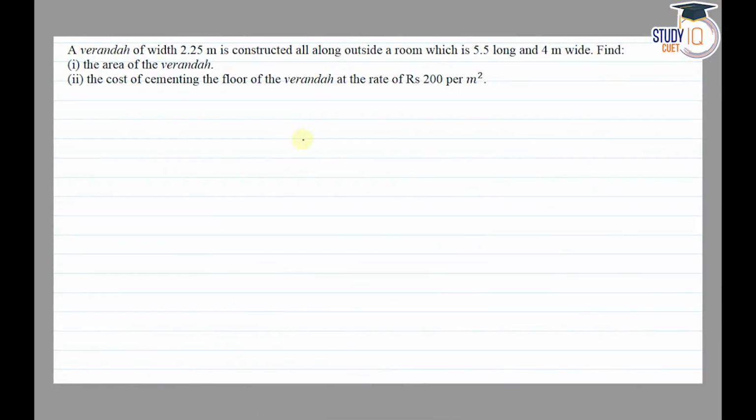Hello everyone, this question appears in Class 7th NCERT Chapter of Perimeter and Area. This is the fourth question of Exercise 11.4. The question says that a veranda of width 2.25 meter is constructed all along outside a room which is 5.5 long and 4 meter wide. Find the area of the veranda and the cost of cementing the floor of the veranda at the rate of rupees 200 per meter square.